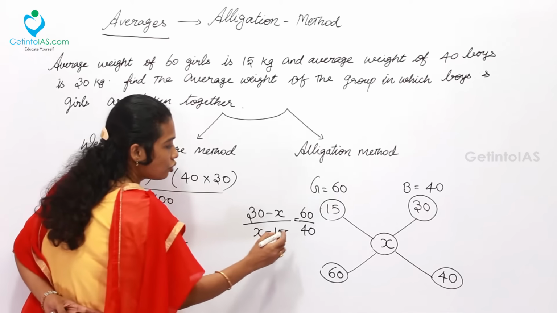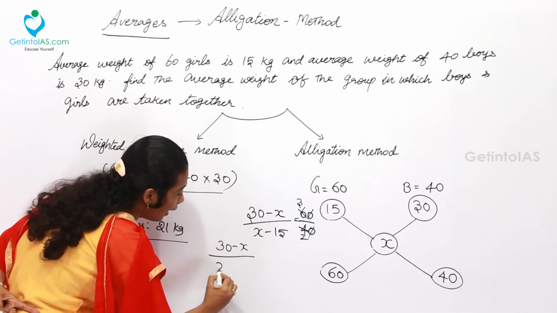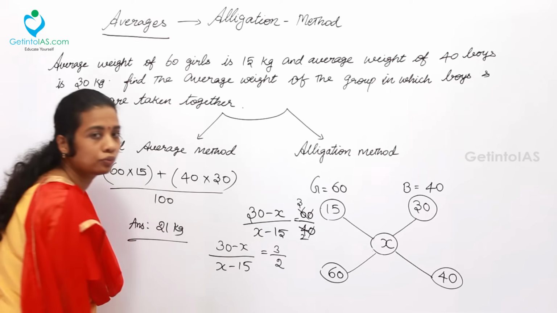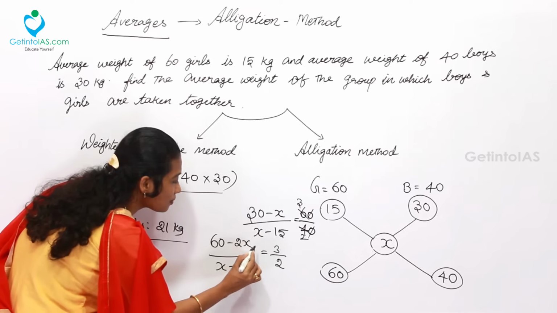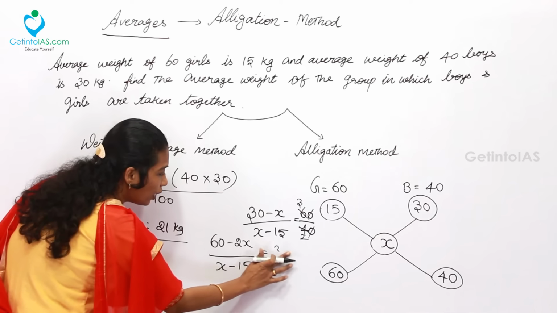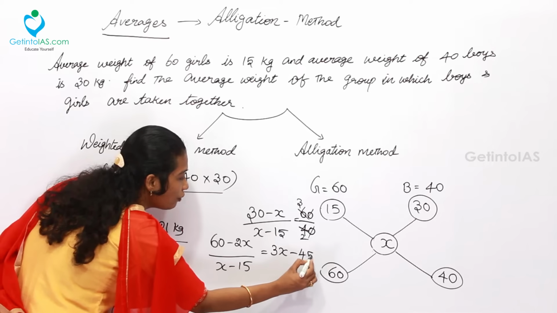Let's do that. So here 6 and 4 cancelled. 3 times 2, 2 times 2. So here 30 minus x by x minus 15 is going to be 3 by 2. Now directly you can cross multiply these values to get the answer. 2 into 30, 60, minus 2 into x, 2x, which will be equal to, here multiplying with 3 into x, 3x minus 3 into 15, 45.